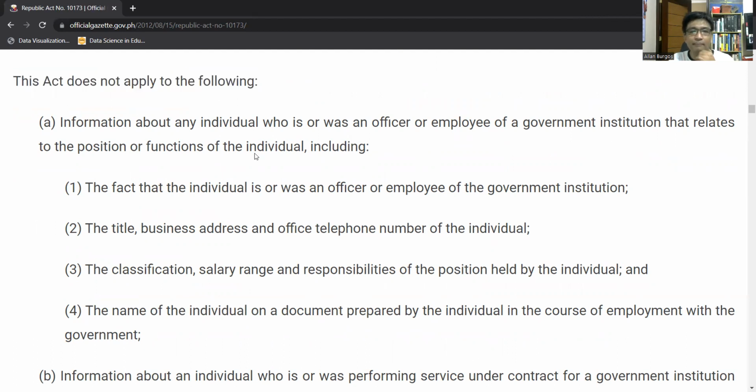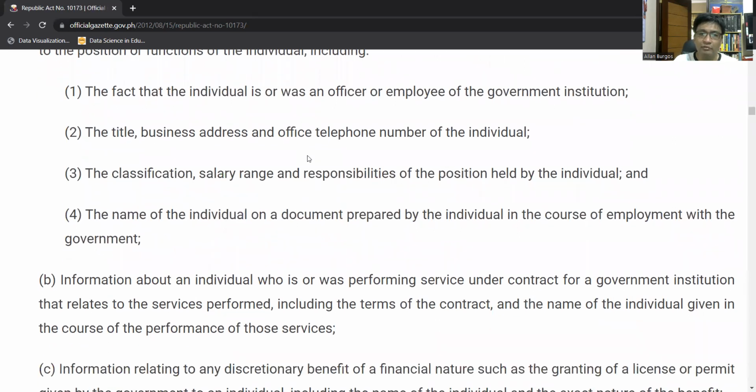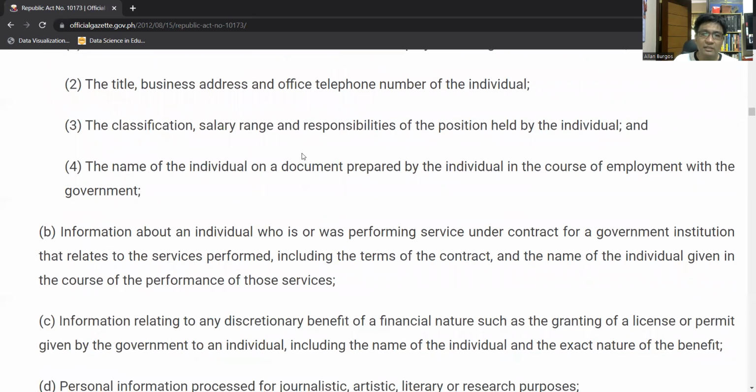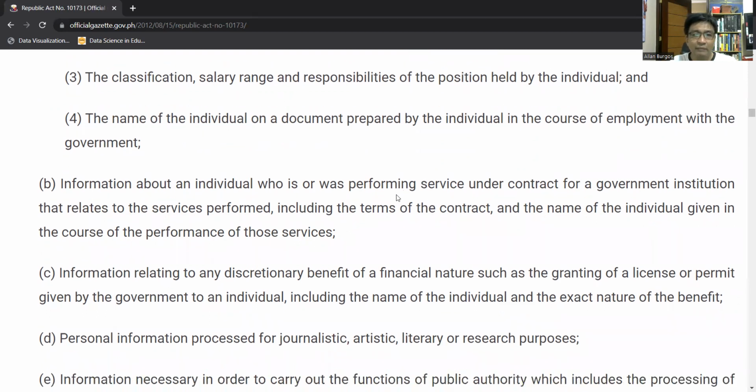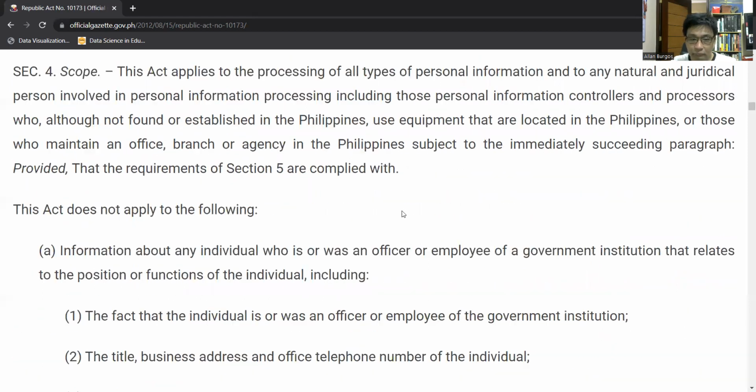This act does not apply to the following: information about any individual who is or was an officer or employee of a government institution that relates to the position or functions of the individual, including the fact that the individual is or was an officer or employee of the government institution, the title, business address, and office telephone number of the individual, the classification, salary range, and responsibilities of the position held by the individual, and the name of the individual on the document.